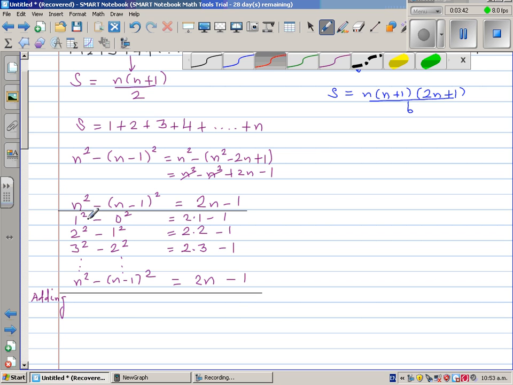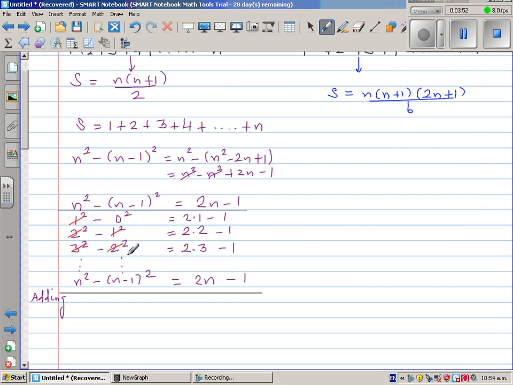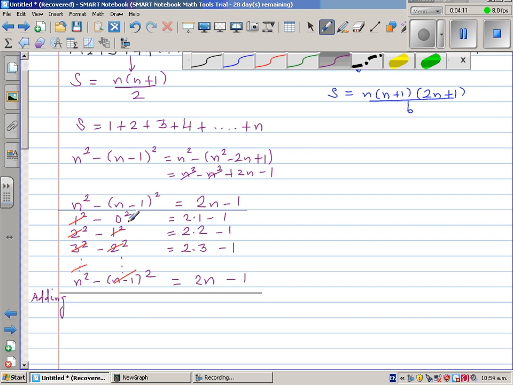What can you see? You can see this plus 1 squared and minus 1 squared will get cancelled, plus 2 squared and minus 2 squared, same way 3 squared with minus 3 squared will be cancelled. So all these terms, so here the term before this will be (n minus 1) squared minus (n minus 2) squared. So this and this will also get cancelled. So what remains, if you don't understand, pause this and try to understand what I've done. So if we are adding basically all these expressions from this to this, you can say diagonally it will get cancelled. So everything will be cancelled except this n squared minus 0 squared.